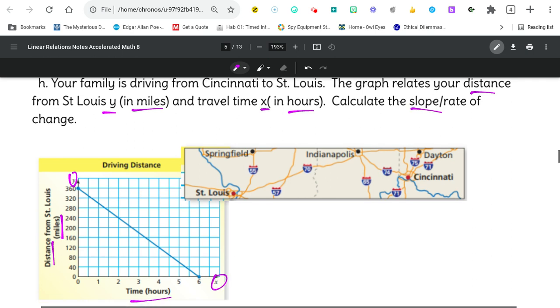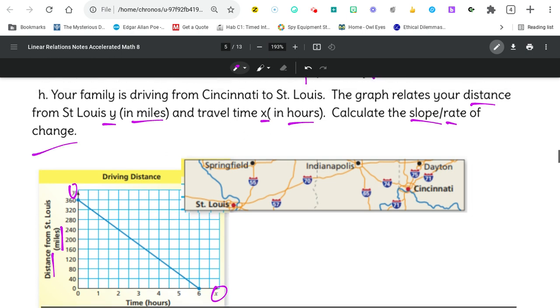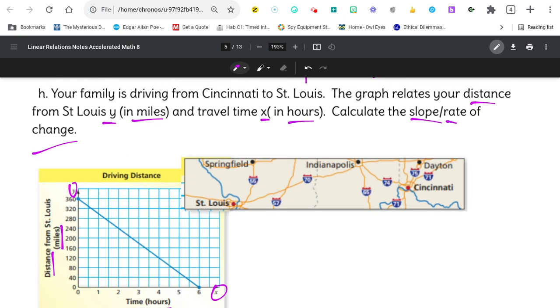What you want to do is calculate the slope or rate of change. In other words, if it's your father driving, how fast is he driving? What's his average rate of change?